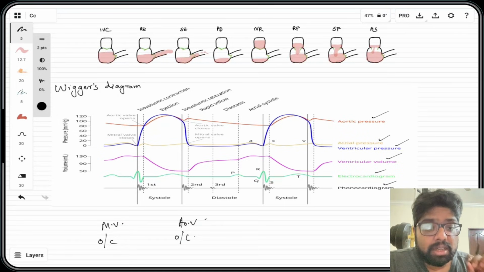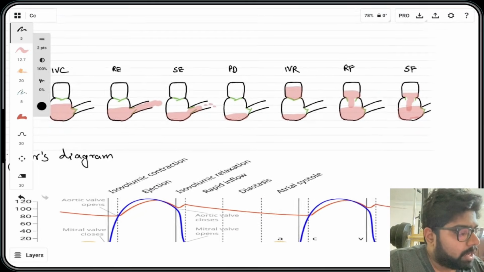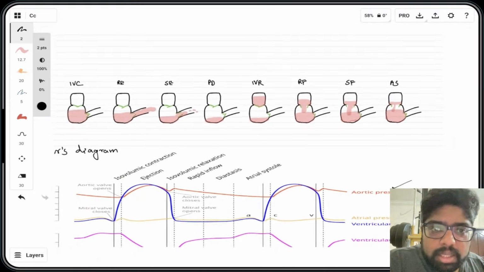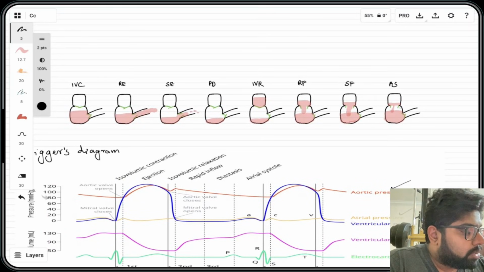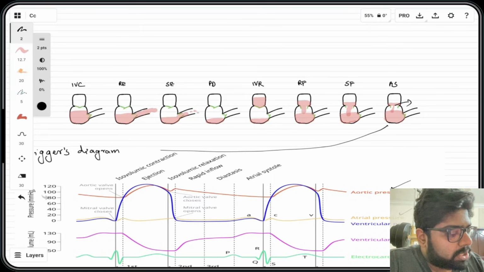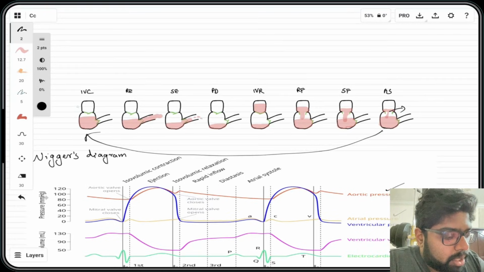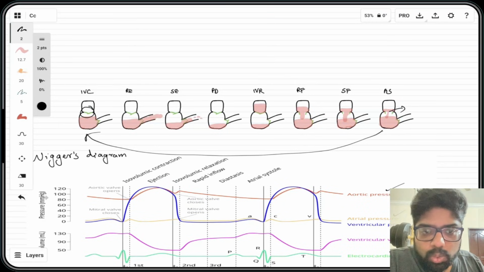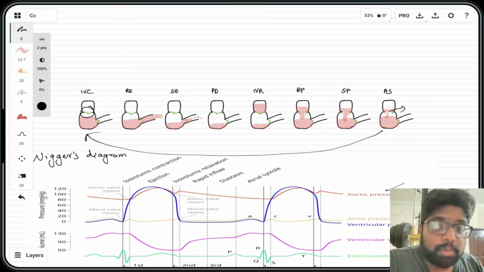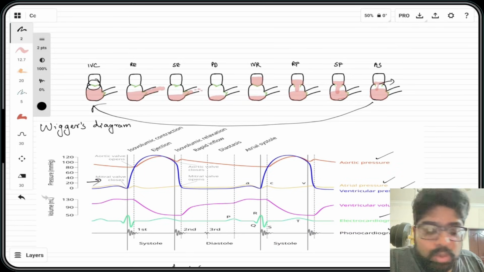So where does the mitral valve close and where does it open? Look at this picture here. As you can see, at the end of atrial systole, the mitral valve was open. Now this entire sequence of events starts again after atrial systole, and at the beginning of isovolumic contraction you can see that the mitral valve is closed. So where does it close? At the beginning of isovolumic contraction, which is depicted here. The mitral valve closes at the beginning of isovolumic contraction.